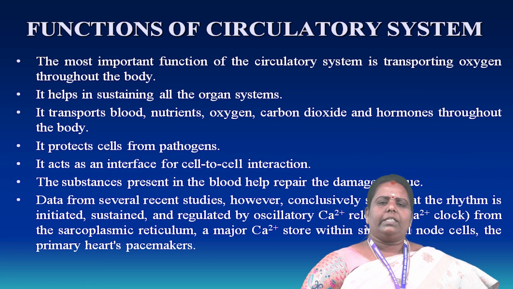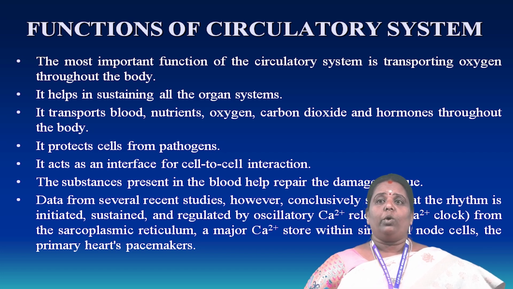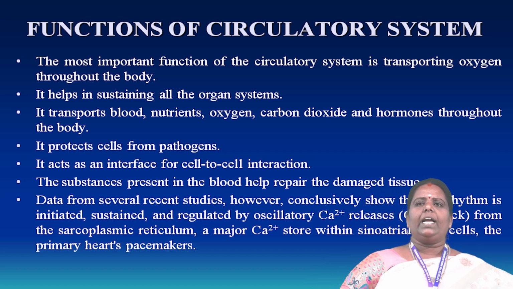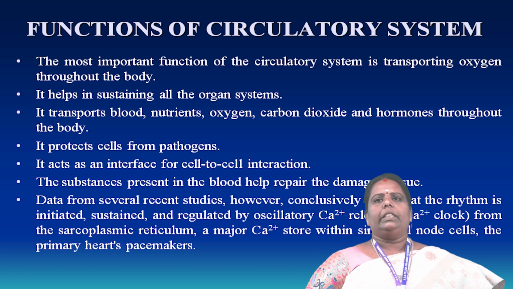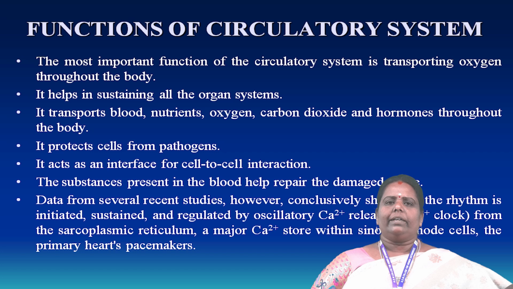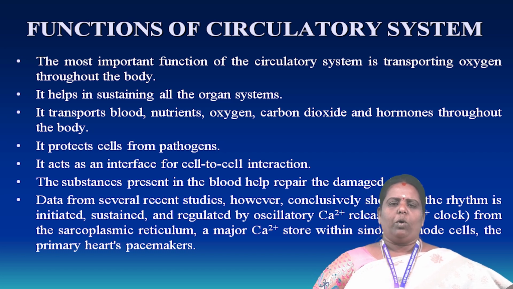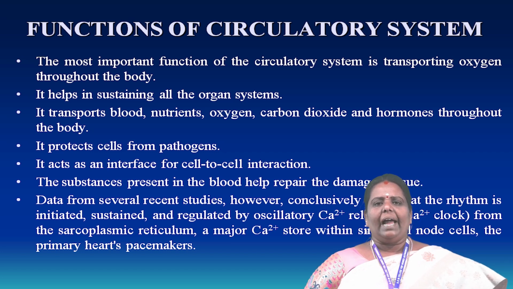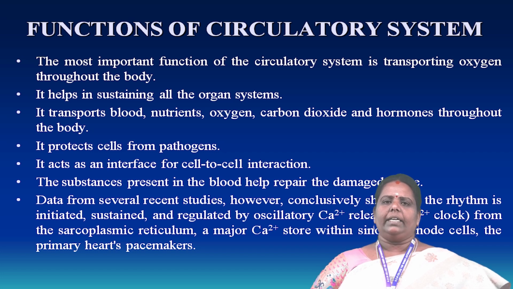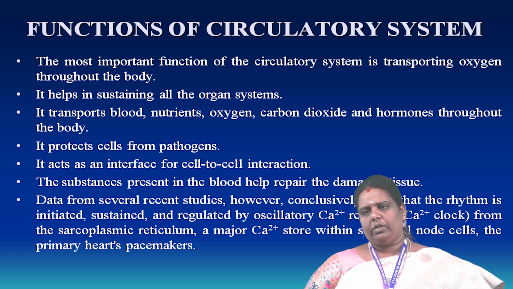What is the main function of the circulatory system? The most important function is transporting oxygen throughout the body. Second, it helps sustain all the organs of the system. Third, it transports nutrients, oxygen, carbon dioxide and hormones throughout the body. It protects cells from pathogens. It acts as an interface for cell-to-cell interaction. The substances present in the blood help to repair damaged tissues.